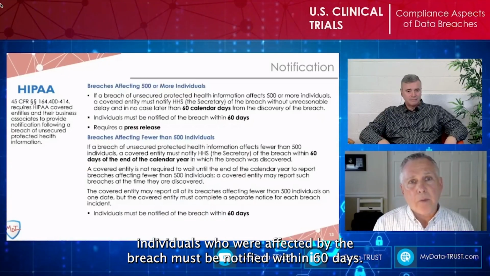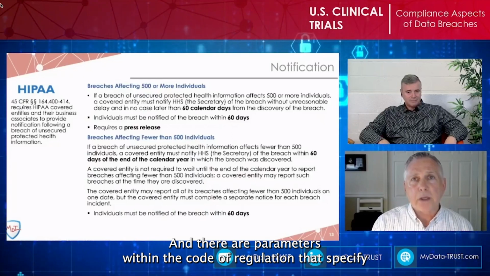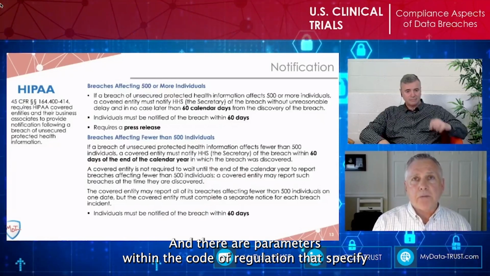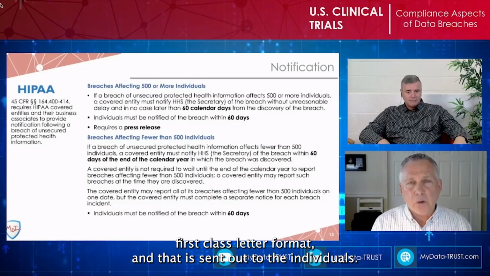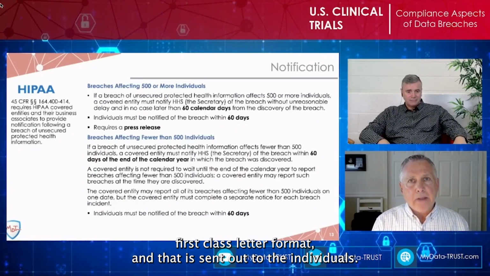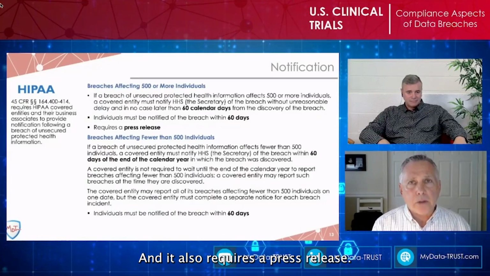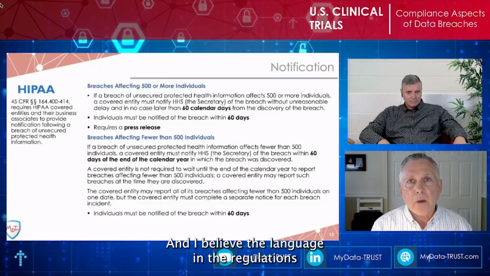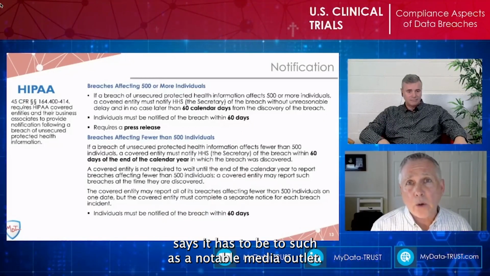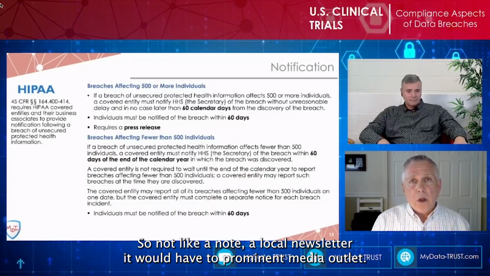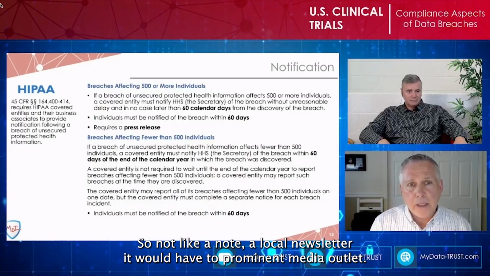Individuals who are affected by the breach must be notified within 60 days. And there are parameters within the Code of Federal Regulations that specify what that notification must consist of. It's typically first-class letter format, sent out to the individuals. It also requires a press release. I believe the language in the regulations says it has to be a notable media outlet, so not a local newsletter. It would have to be a prominent media outlet.